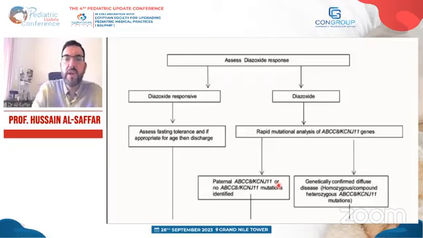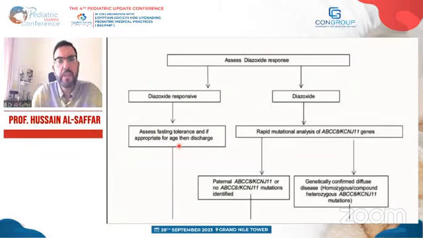So this is the pathway that we usually follow to assess the diazoxide response. If the patient is responsive, then we assess fasting tolerance, and if it's appropriate for age, then we discharge. So in neonates, for example, while the patient is on diazoxide and maintained and everything is stable and ready for discharge, we just make a 6 hour fast, making sure the baby is passing this test to be safe at home. We discharge the baby on diazoxide, and then we'll arrange for follow-up.